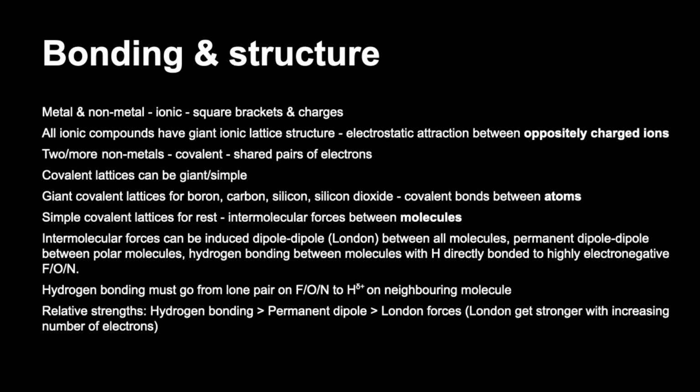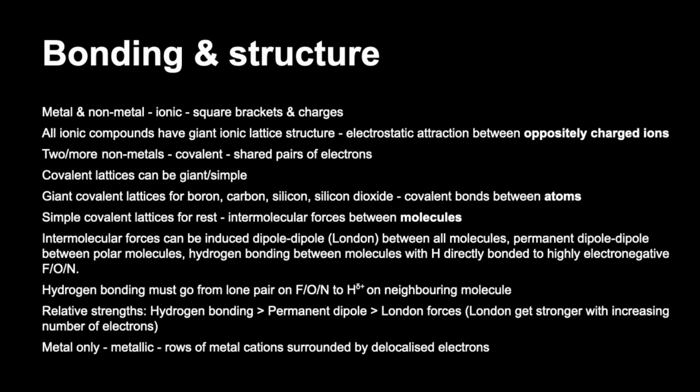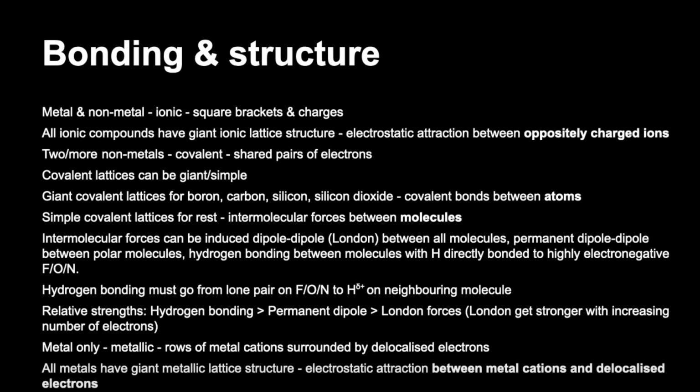But we just need to be aware of the fact that London forces do get stronger with increasing numbers of electrons. And finally, if your substance only contains a metal, then it's going to be a metallic substance. So that's rows of metal cations, positively charged metal ions, surrounded by delocalized electrons. So in terms of the structure, metals have giant metallic lattice structures. So that's electrostatic attraction between those positively charged metal cations and the delocalized electrons.